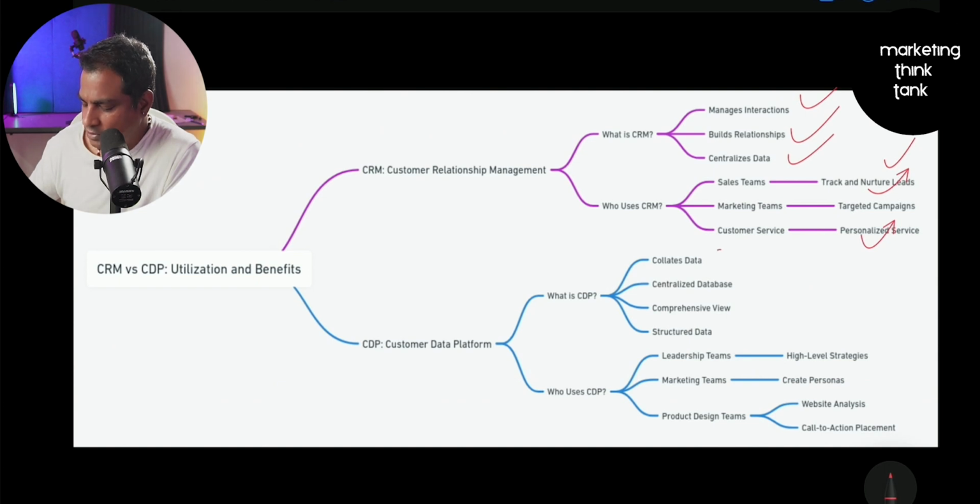Now, CDP collates data from all platforms. It provides a centralized database of all user behaviors, a comprehensive view of all the data points, and structured data. This structured data gets passed on to the marketing and sales teams. Leadership teams can use this data for high-level strategies. Marketing teams can use it to create personas and run targeted campaigns across these segments. Product design teams can use it for website analysis and call to action placements.